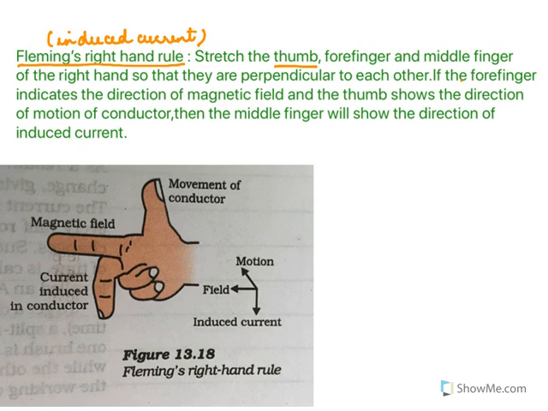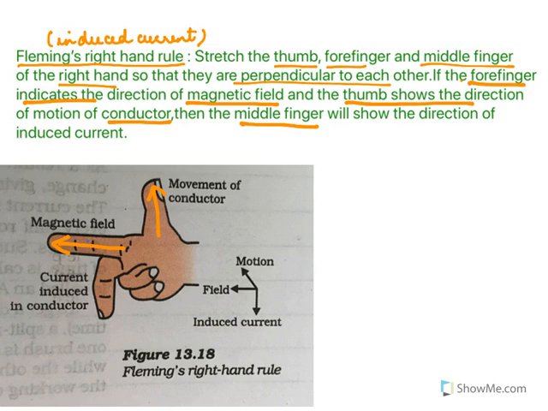Now, stretch the thumb, the forefinger and the middle finger of your right hand perpendicular to each other. So here you can see they have stretched the thumb, then the forefinger and the middle finger, all perpendicular to each other. If the forefinger indicates the direction of the magnetic field, the thumb shows the direction of the motion of the conductor, then the middle finger will show the direction of the induced current.